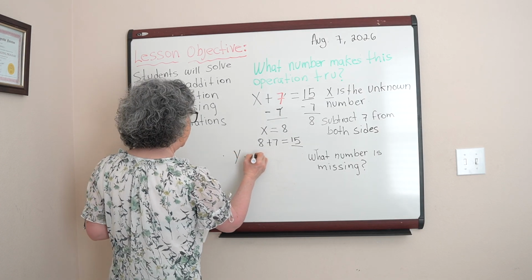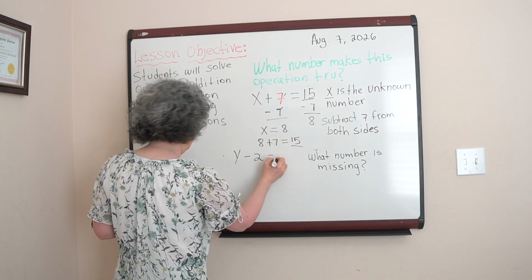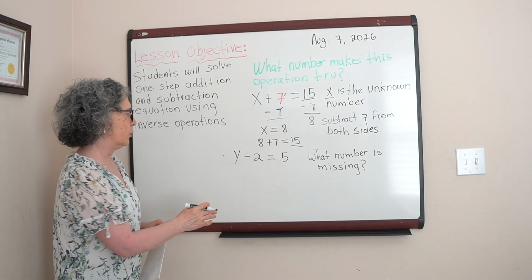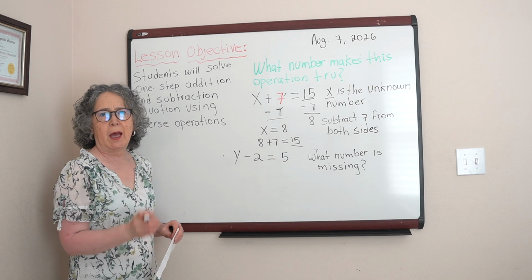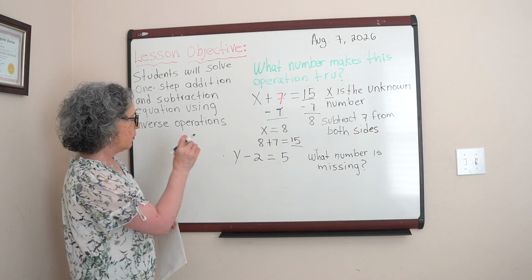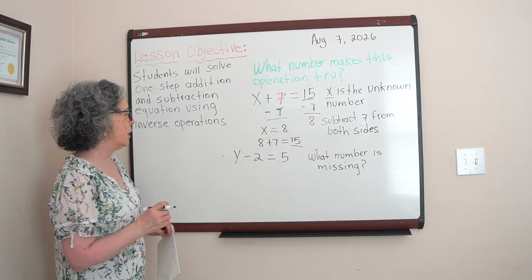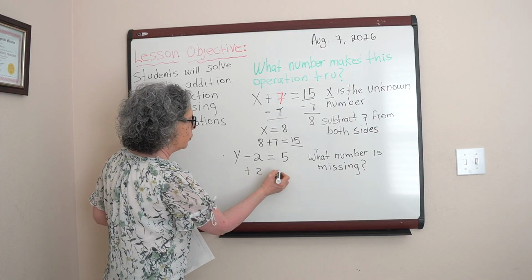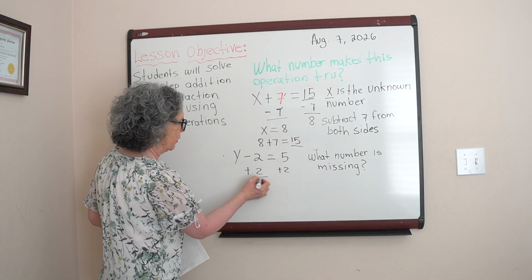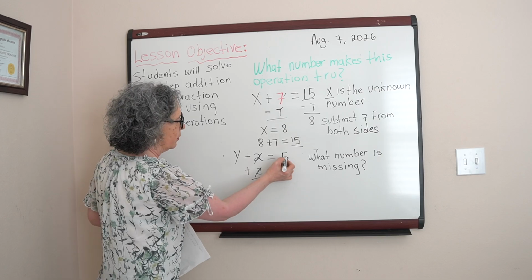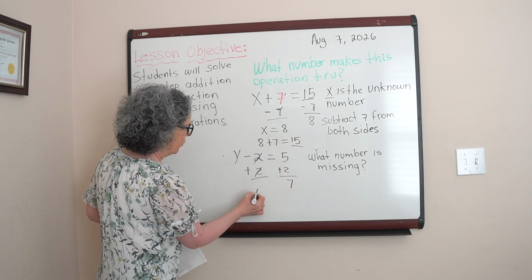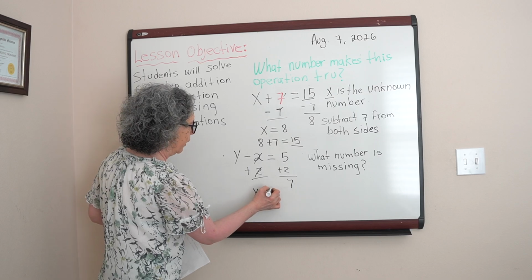Okay, let's do a subtraction now. y minus 2 equals 5. This is a subtraction, so we're going to use addition to find the missing number. Okay, so we're going to add 2 to both sides. They cancel. 5 plus 2 is 7. So the value of y is 7.